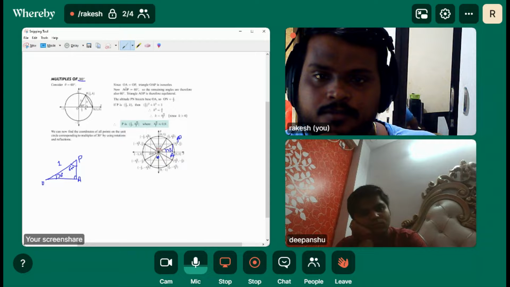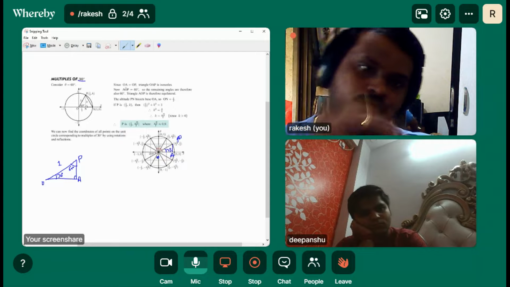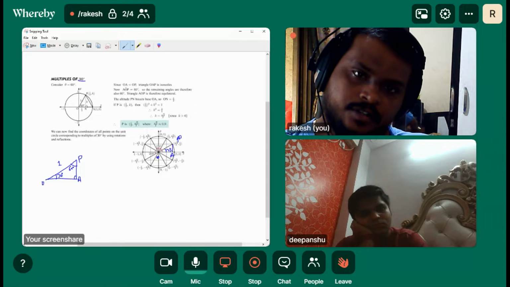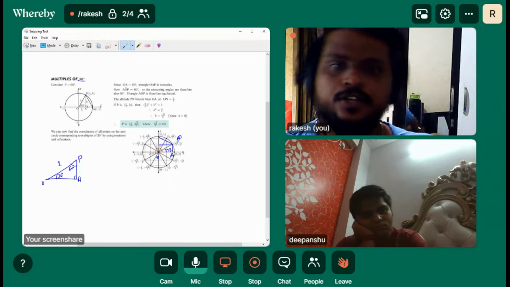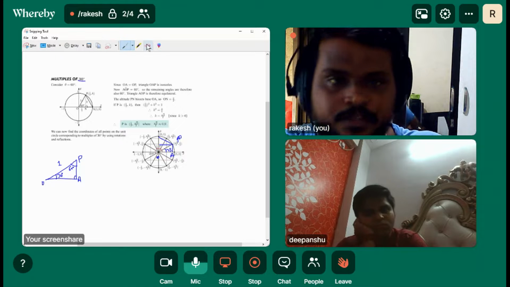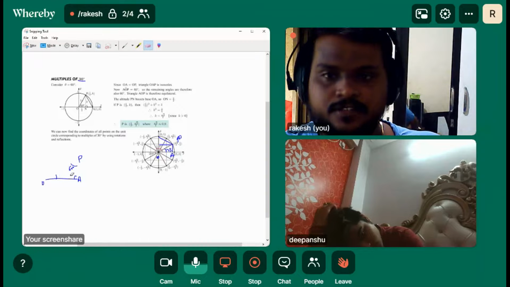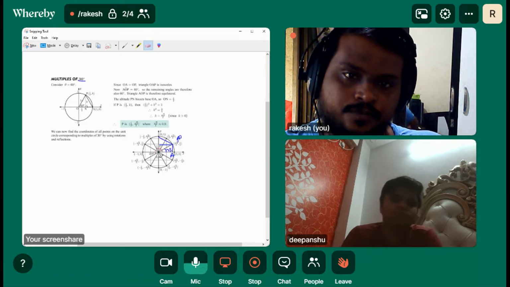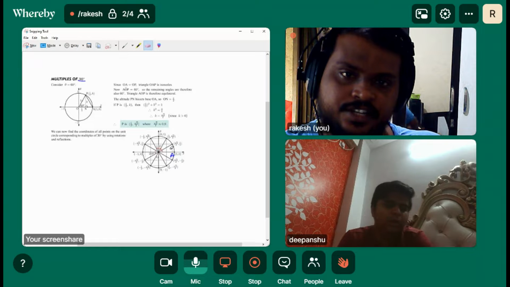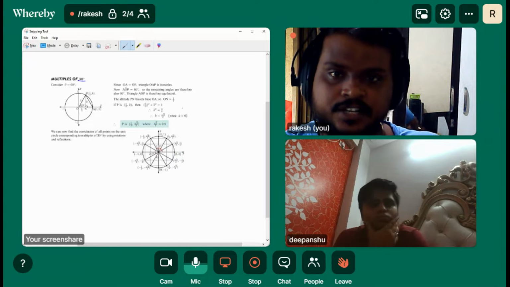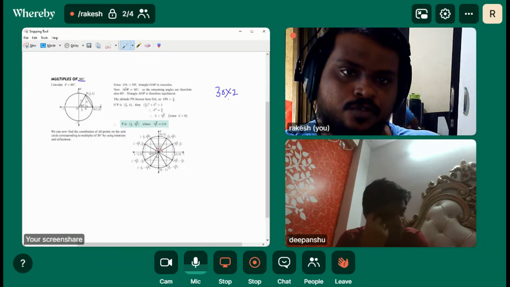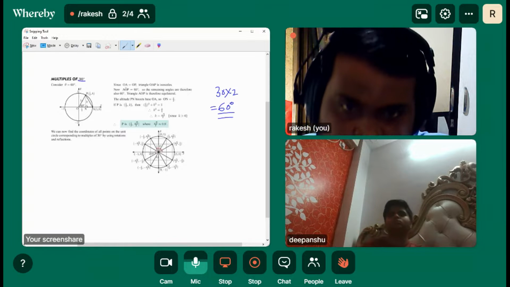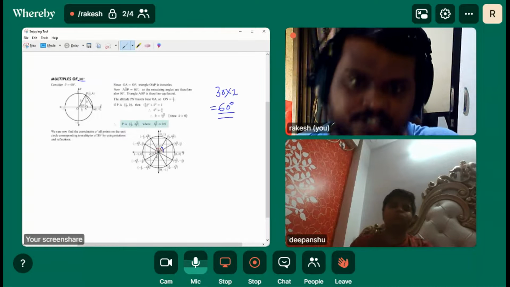Let's take 60 degree because it is easy to show you. Otherwise, I'll have to draw the angle here on the y-axis, and we would have to change the diagram. So if we take 60 degree, that is a multiple of 30, right? What is 30 into 2? That's 60 degree. So we are discussing 60 degree here. This is 60 degree.